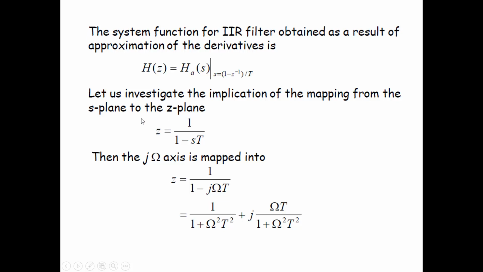Now this is the mapping. Because s is equal to (1 minus z to the power minus 1) divided by T, you can express it in terms of z also. So z will be 1 over (1 minus sT). If you replace s with j capital omega, then the j omega axis is mapped to the Z domain like this: z is equal to 1 over (1 minus j omega T). Now if you multiply the numerator and the denominator with (1 plus j omega T), you will get this expression. You will get the real part separately and the imaginary part separately.